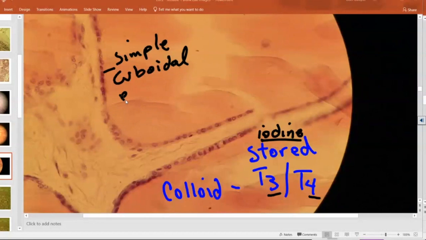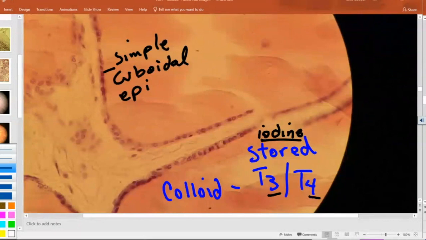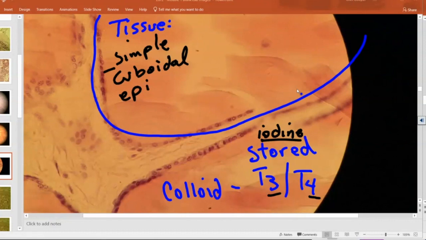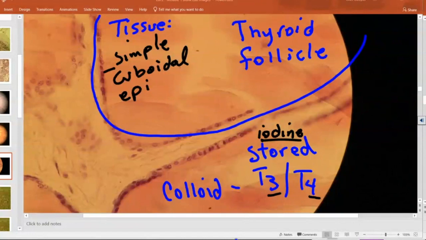If I want that answer, I have to point at that. And what does my question need to be? Name this tissue, right? I have to ask you the tissue name. Because, can you guys tell me, what is this whole thing called? Good, I heard it over there. And now I heard it over here. That whole thing is a thyroid follicle. But that tissue that surrounds it, that single layer of cells that surround it, is simple cuboidal epithelium.